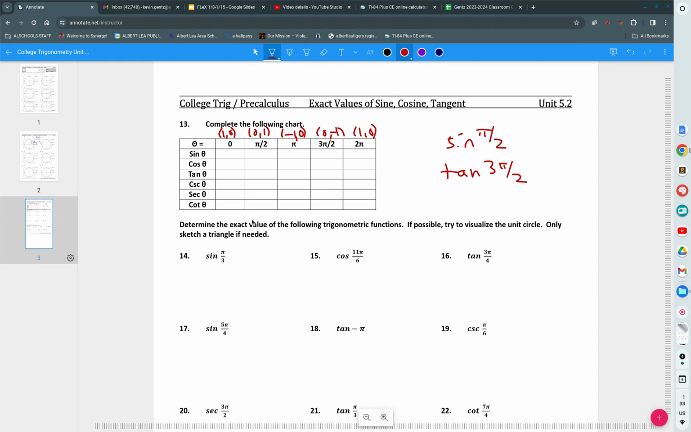So as you work to fill out this chart, notice that the sine of 0, sine is just the y value. So the sine of 0 is 0. Whereas the sine of pi over 2 is the y value of 1. As you change it, cosine of 0 is 1, whereas the cosine of pi over 2 is 0.